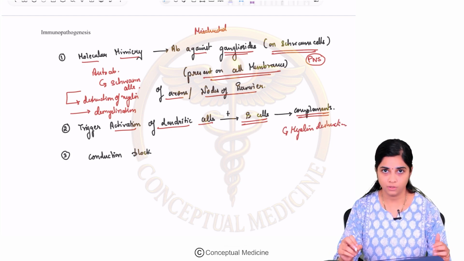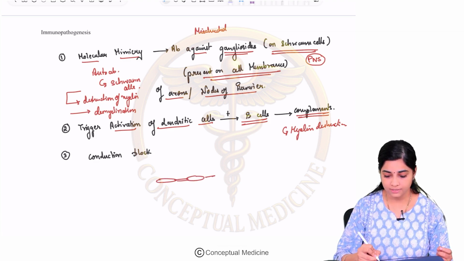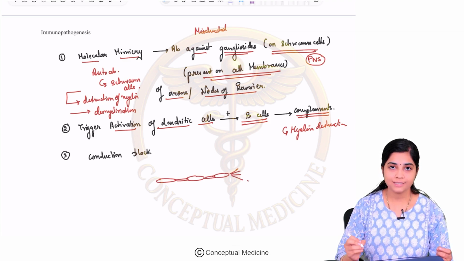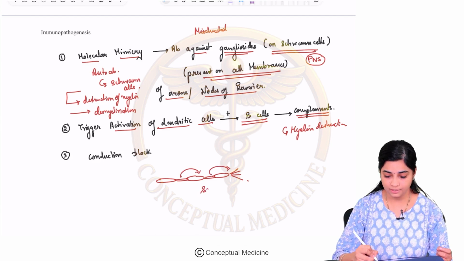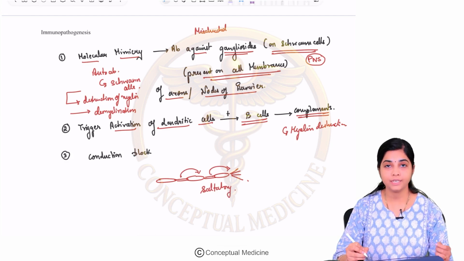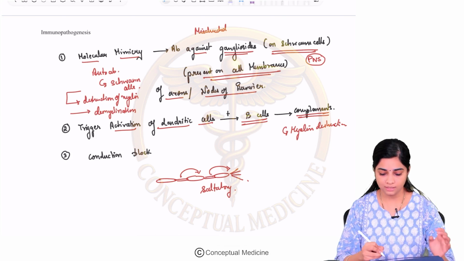So on the whole, we have learnt it in our MS as well. So we have your myelin sheath which is present here, right, on your neurons. Normally the conduction is a saltatory conduction where the electrical impulses jump from one node of Ranvier to the other.